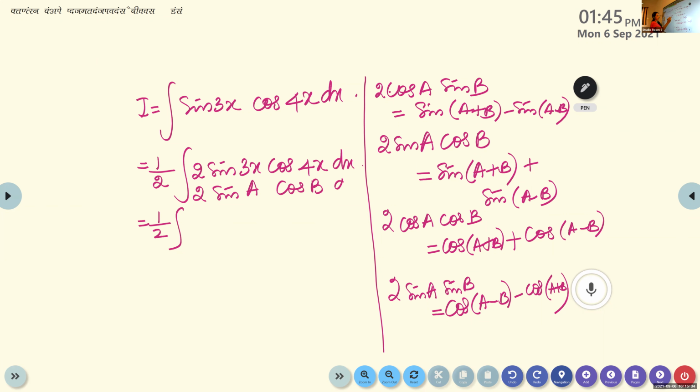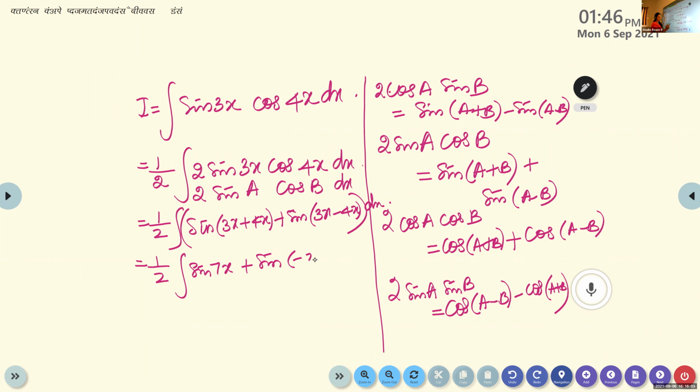What is 2 sin A cos B? It is sine of A plus B plus sine of A minus B. Sine of 3x plus 4x plus sine of 3x minus 4x dx. So it will be half integral of sine 7x plus sine of minus x dx.